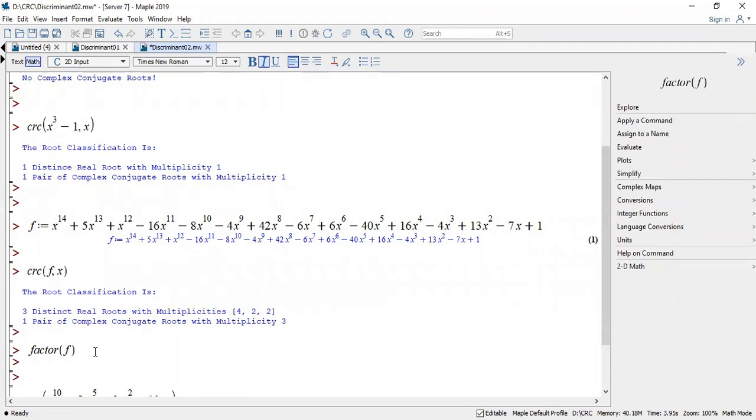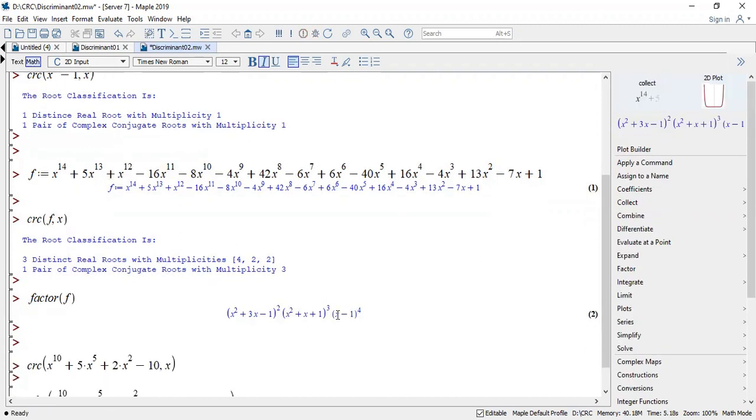To convince you, let's factor the polynomial. Oh, it turns out c1 is a real root with multiplicity 4, yes. And here you can see the delta greater than 0. So it has two distinct real roots, but because the exponent is 2, the multiplicity would be 2 and 2. For this quadratic, the delta less than 0, so it has a pair of complex conjugate roots. And because the exponent is 3, the multiplicity is 3.